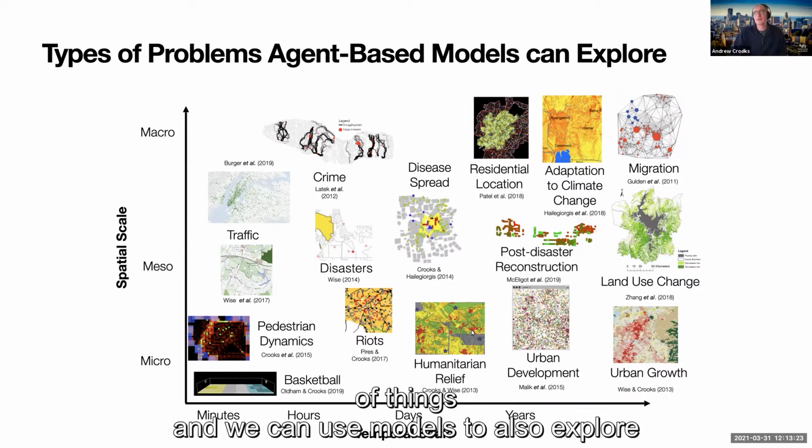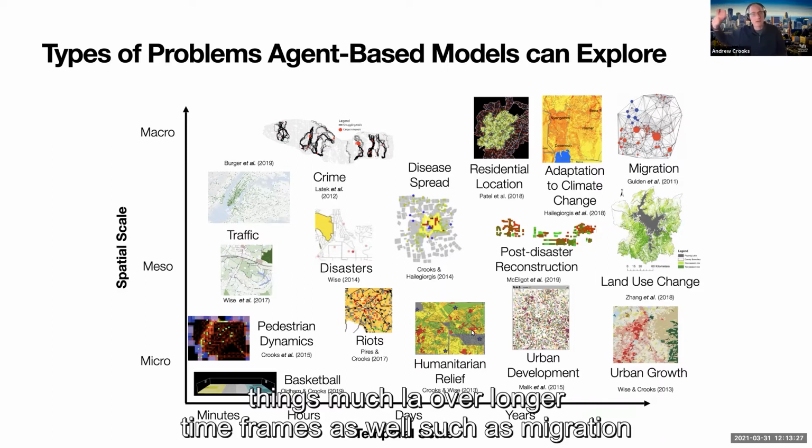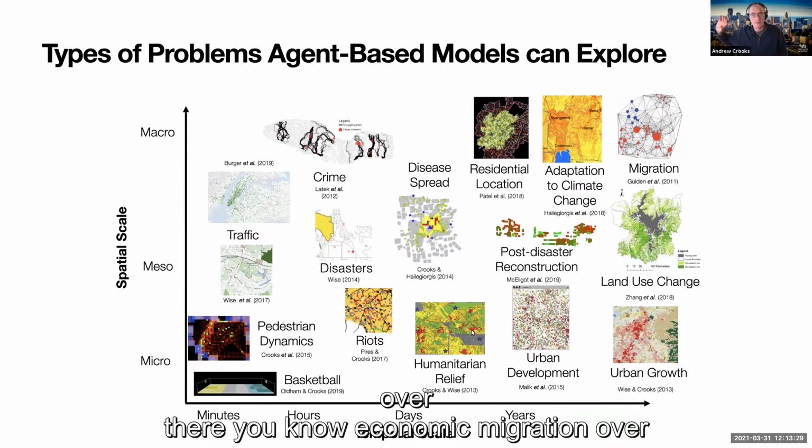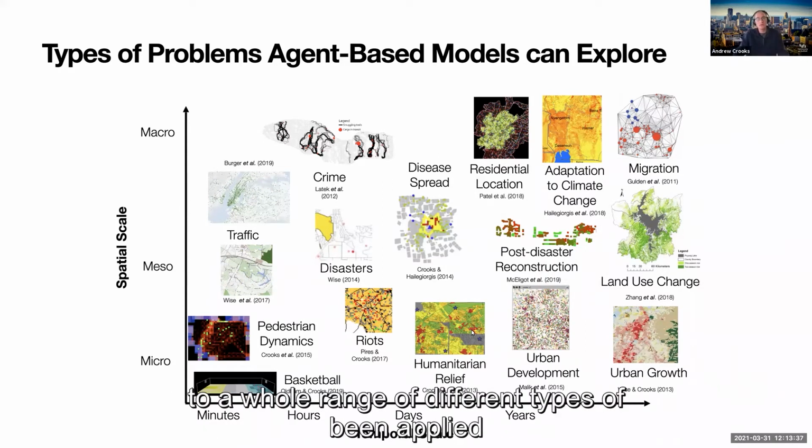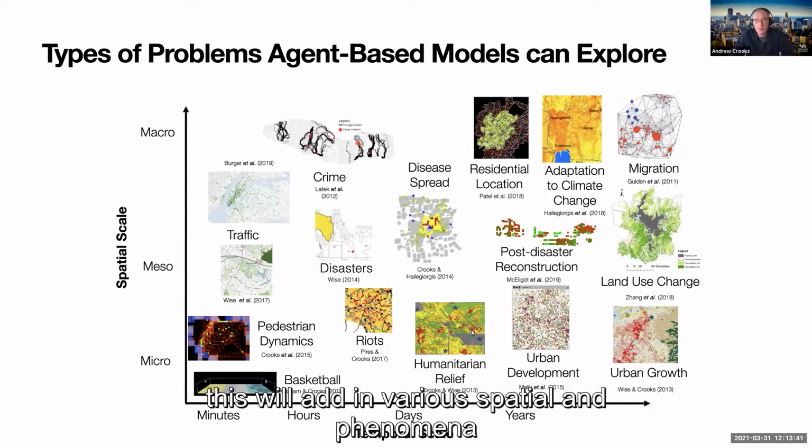And we can use models to also explore things over much longer time frames as well, such as economic migration over years or decades, and nearly anything in between. I mean, agent-based models have been applied to a whole range of different types of phenomena, at various spatial and temporal scales.